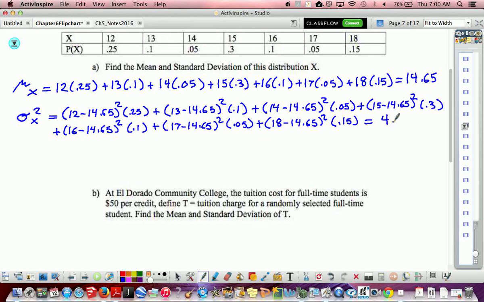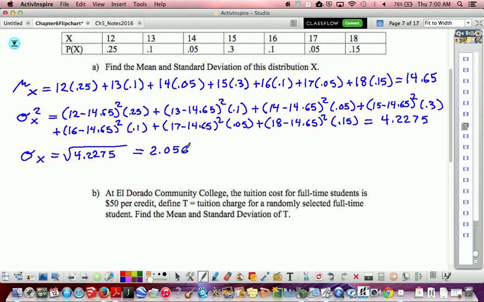When you do, hopefully you unpause now and see that you get the same answer as I do, 4.2275. Again, that's the variance. So the standard deviation is the square root of this particular value. So we get 2.056. So if we're thinking about what these represent, if I pick a random student at this El Dorado Community College, the average number of credits they take is 14.65.